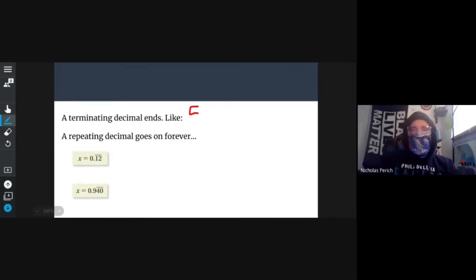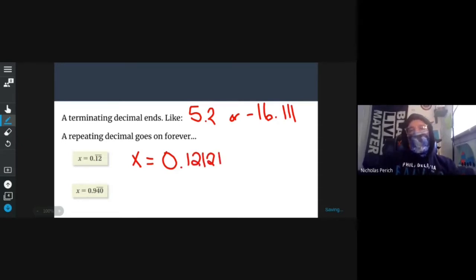Terminated decimals end like this. 5.2 ends, or -16.111. That .111 ends. A repeating decimal goes on forever. What the heck does that line mean? That line means whatever that line covers is going to be repeated. So 0.1212121212121212121.